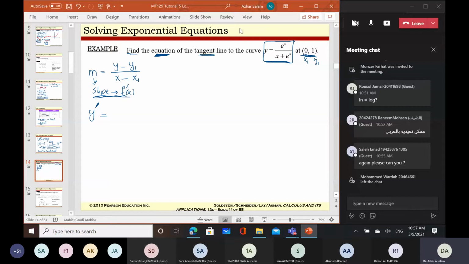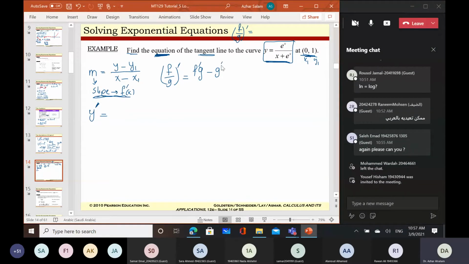I will remind you of the quotient rule. F divided by g, all dash, is equal to... well, I will write it here. F divided by g all dash is equal to f dash g minus g dash f, divided by g square. Okay, this is the division or the quotient rule.